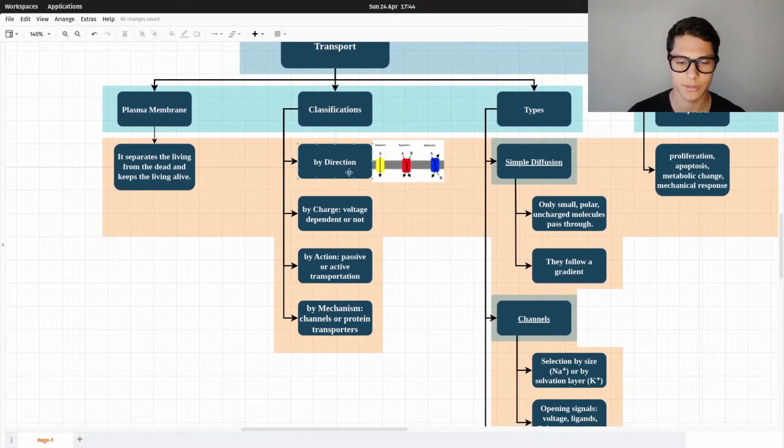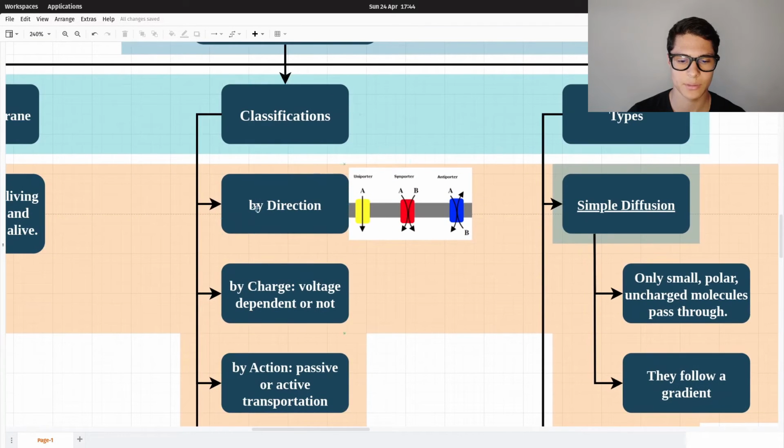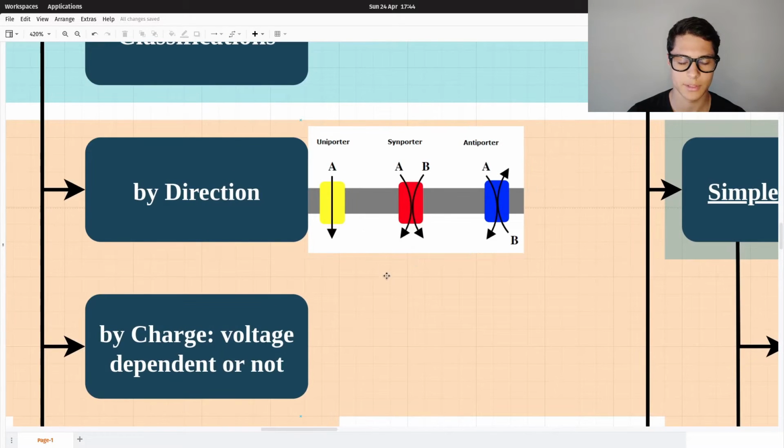In transport, we have many classifications, and if we start, we have the classification by direction. When a molecule enters the cell, a single molecule, it is called uniporter. If two different molecules enter at the same time, it's called symporter. And when one enters, the other exits, it's called antiporter.